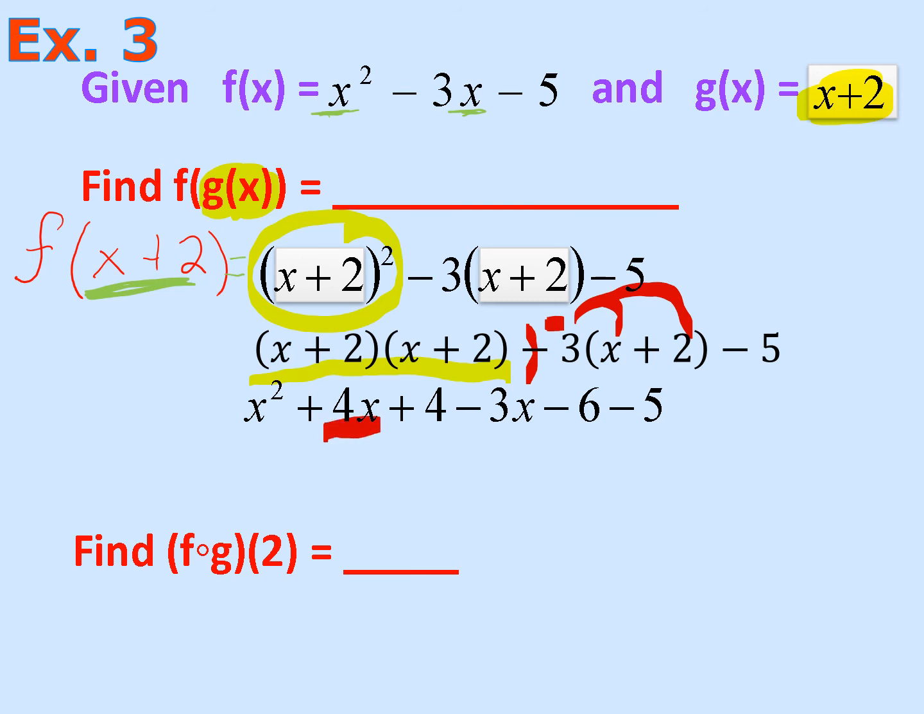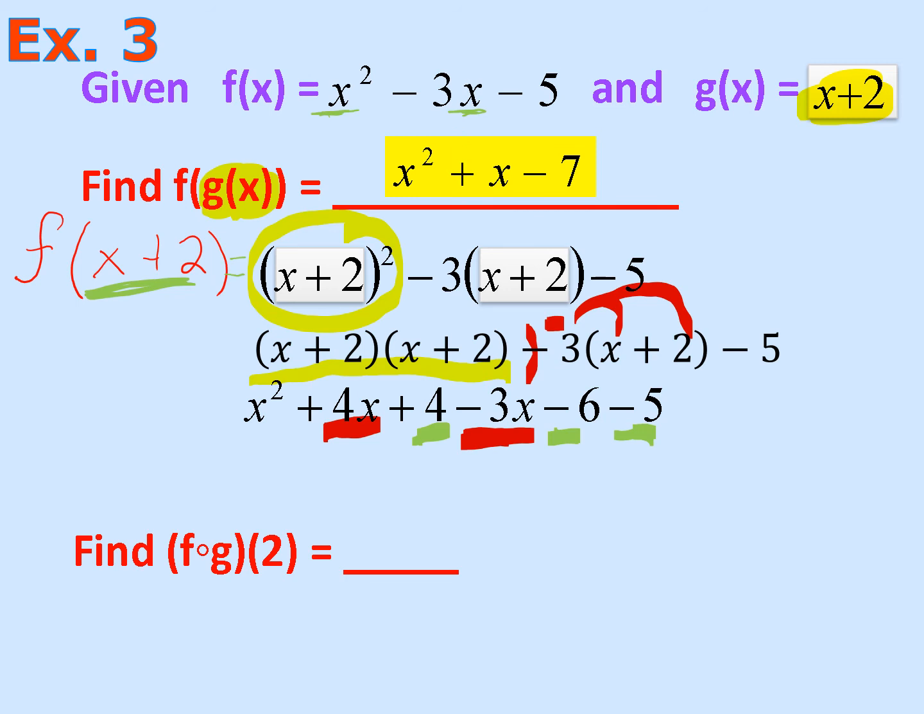Well, I see here that I have a 4x minus a 3x, and then I have a 4, a minus 6, and a minus 5. So that's going to be x squared plus x, and then minus 7. So that's a composition of functions.